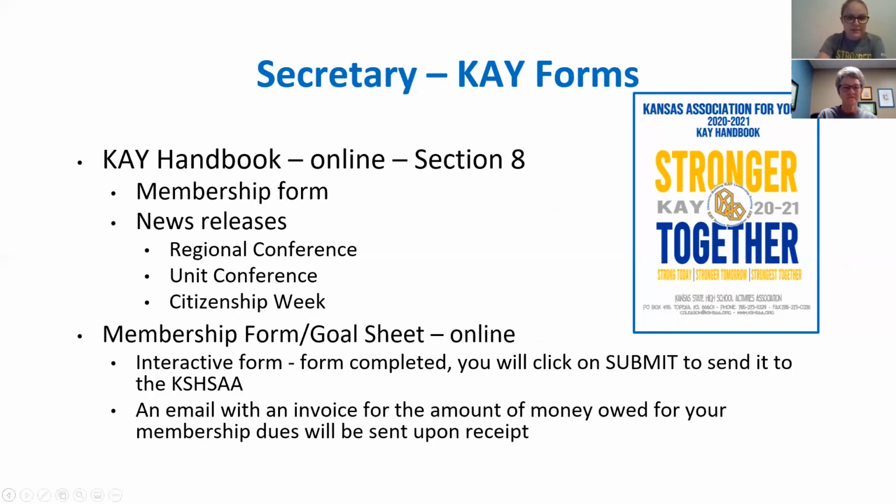So finally, on our secretary, we have KAY forms. This section is in section 8 of the KAY handbook, which is online. In this section 8 will be a membership form. And that will be something that the sponsor, secretary, and president work to fill out, where you'll fill out all of your members' names from your membership drive and any other information, and that will go to the Keisha office. And that's that really important October 15th date.